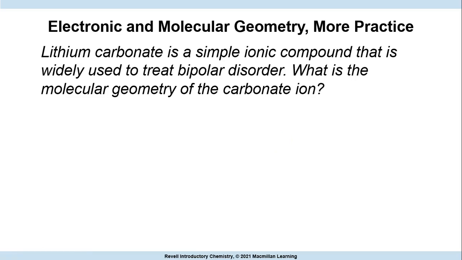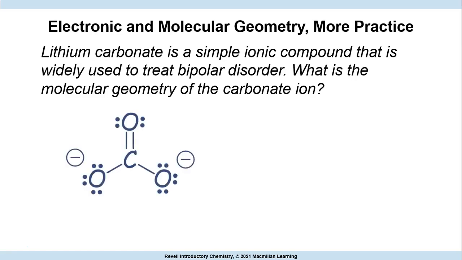Now, lithium carbonate is a simple ionic compound that is widely used to treat bipolar disorder. What is the molecular geometry of the carbonate ion? So to determine the molecular geometry, you must first of all draw the Lewis structure of the carbonate ion. So the carbonate ion is CO3 2-. So you calculate the number of valence electrons. Carbon is 4, oxygen is 6 times 3, that is 18, plus 4, that is 22, plus 2, that makes 24. So you draw the Lewis structure and determine the formal charge.